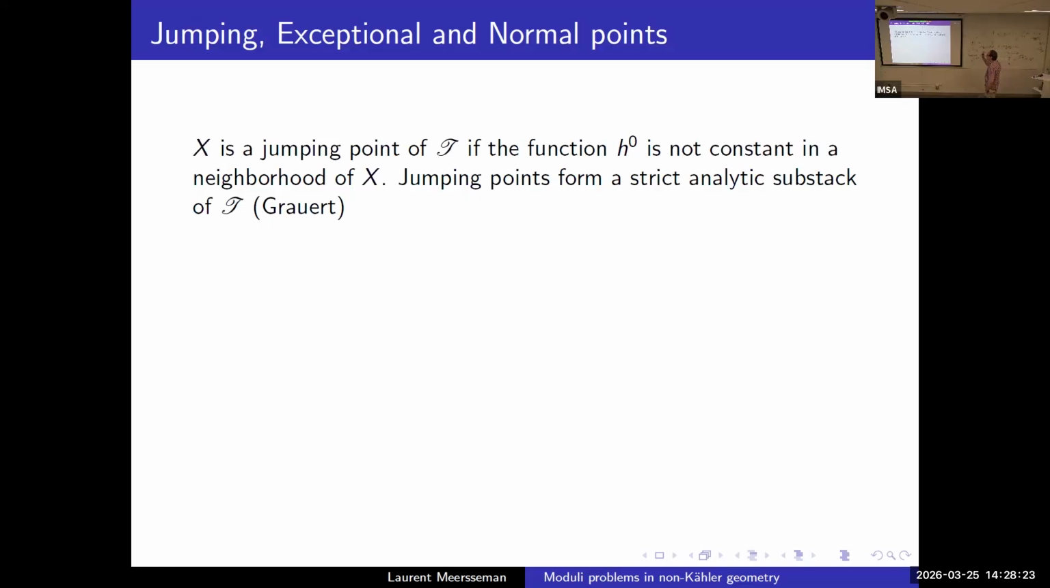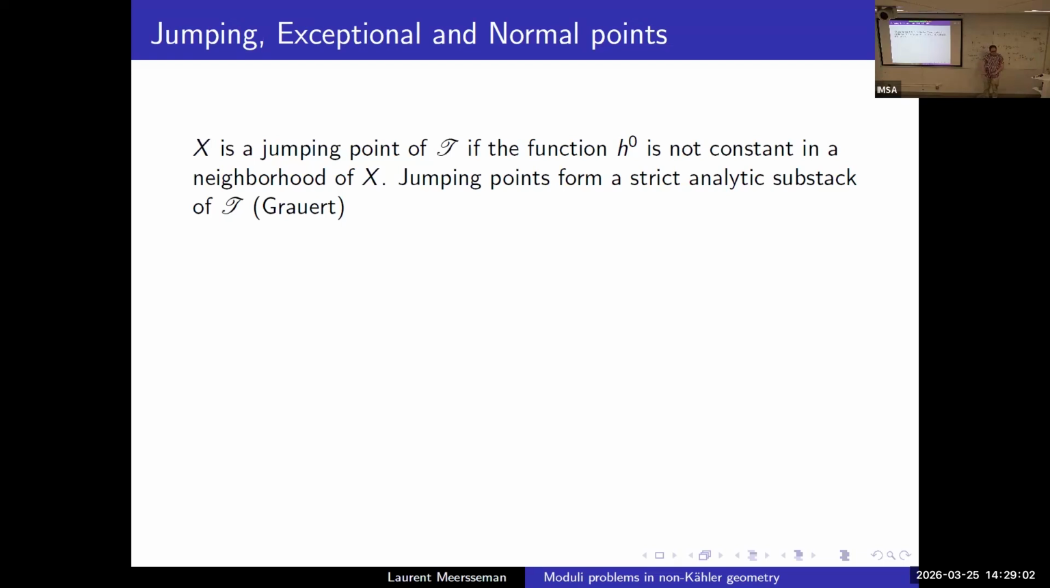But okay. So the first type of points, I already talked about that. These are the jumping points, just the points where this function h0, the dimension of the automorphism group, is not locally constant. I already said that on the Kuranishi space, this is an upper semi-continuous function, for the standard topology and for the analytic topology. This comes from a result of Grauert. So when you rephrase that in this context, I am saying that jumping points form a proper analytic subset of T.